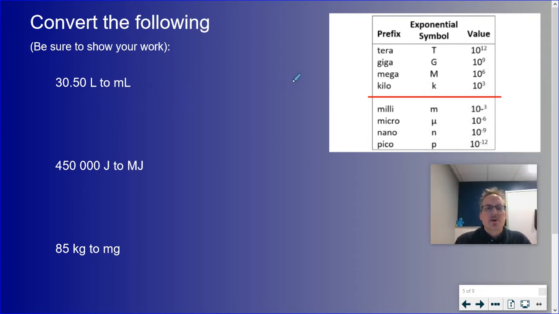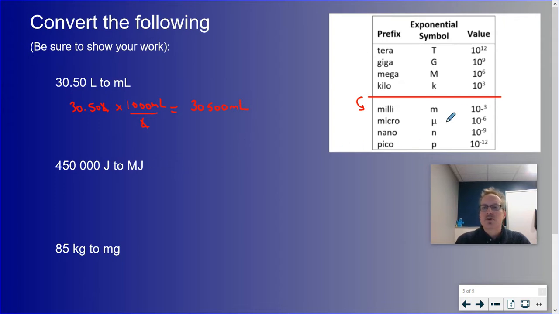Okay, if we're going from 30.5 liters to milliliters, we're going to go from here at the normal line down to milliliters. So I'm going to start by writing 30.50 liters. I know there's 1,000 milliliters in a liter. So liters on top, liters on bottom. I know I set it up right. I'm going to take 30.5 and times by 1,000. So this is going to be 30,500 milliliters. Let's do the next question.